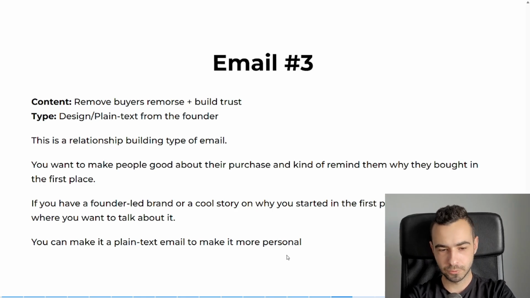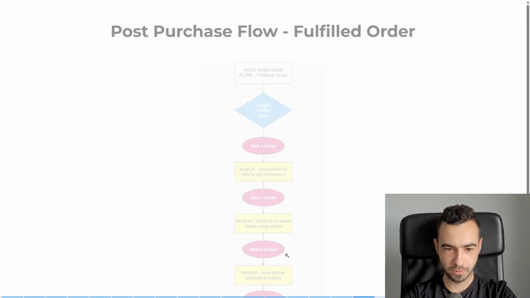But if you have a founder-led brand or a cool story on why you started the brand in the first place, this is the email where you want to talk about it. People like to resonate with stories, especially if you're struggling with the same problem they used to struggle with, or are struggling with because they didn't get your product yet. Then again, talk about it right here. It's going to convert very well. They're going to be like, oh yeah, I'm just like this person, very happy to buy from them because they're just like me, right? And if they resonate with you, they're going to like you more and buy from you more again in the future. You can make it a plain text email just to make it feel a bit more personal.